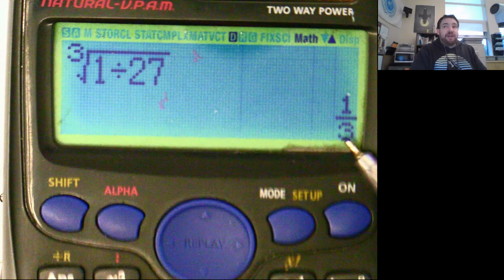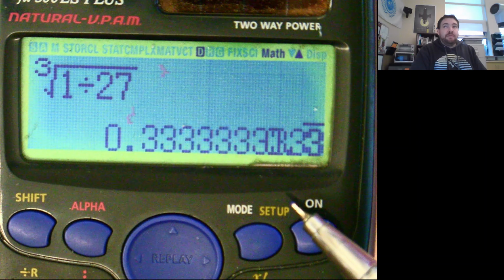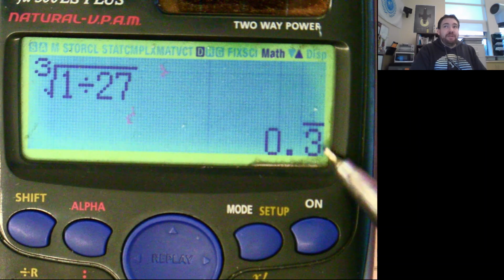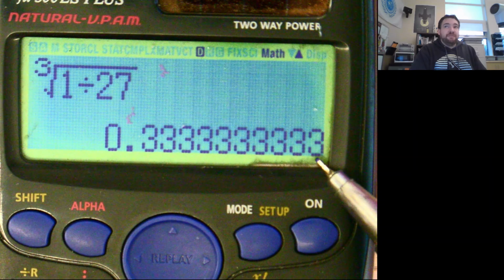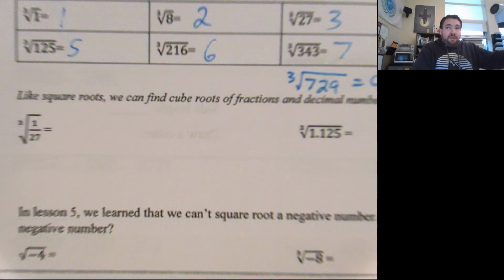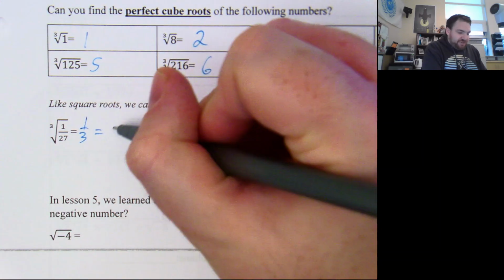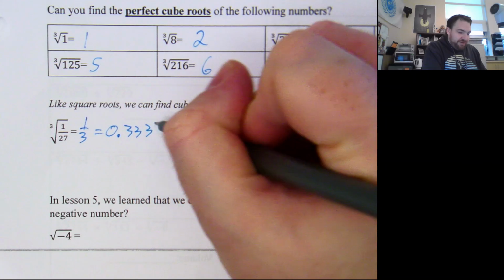If you don't want it as a fraction, you push this SD button down here. Fraction, repeating notation. There's the value. So this guy is going to be a third, which is also 0.33333 repeating.